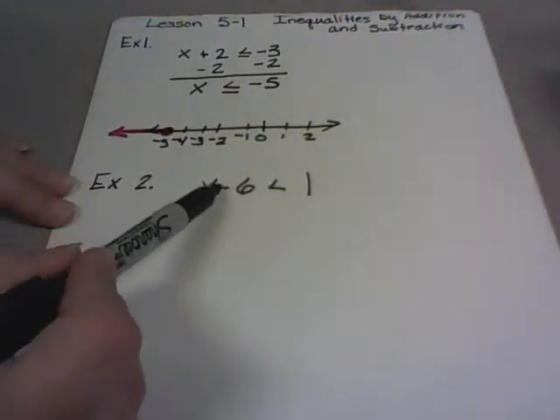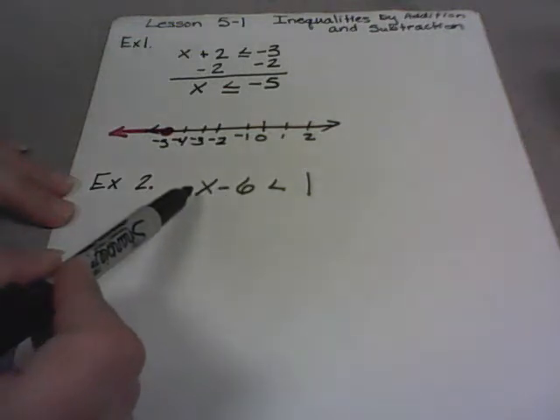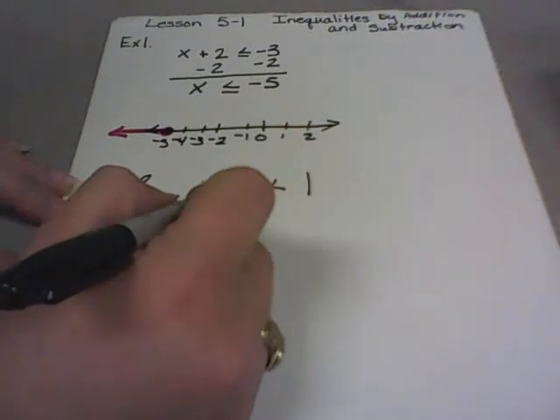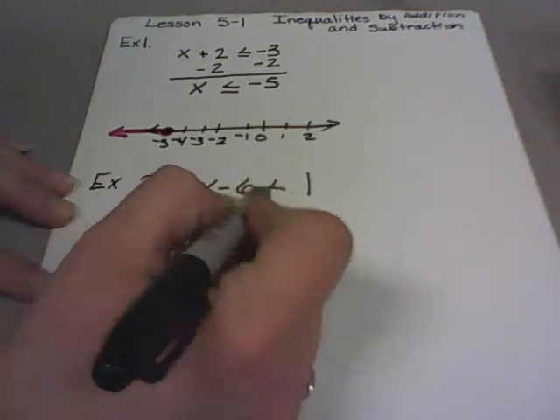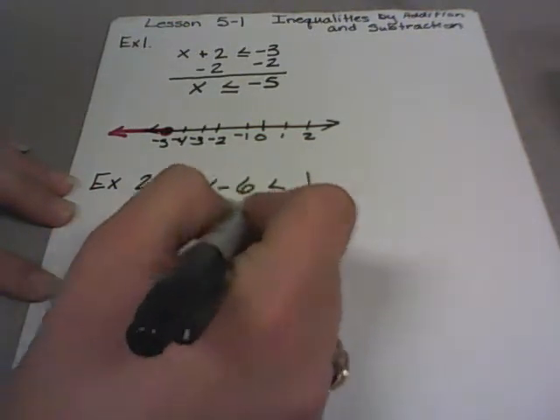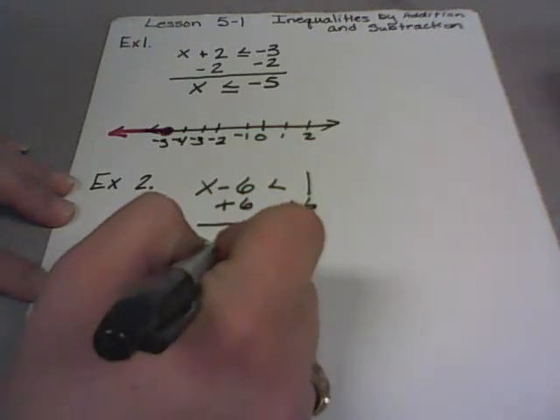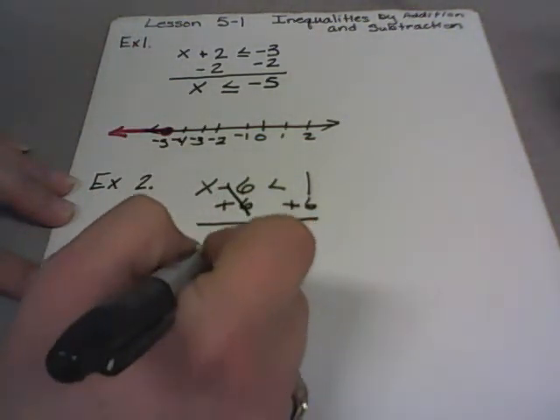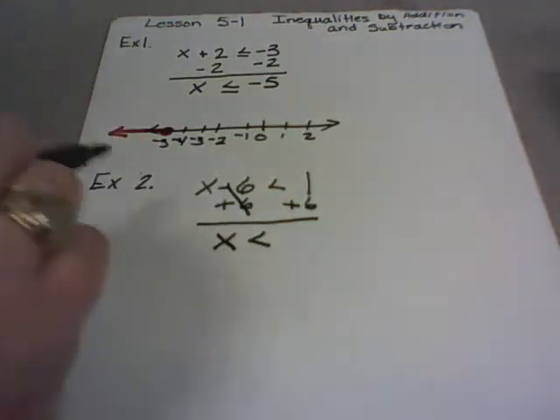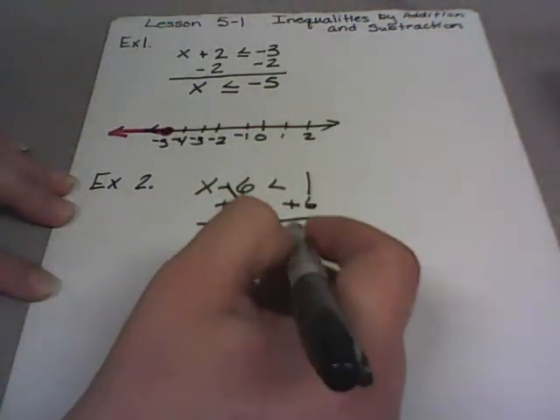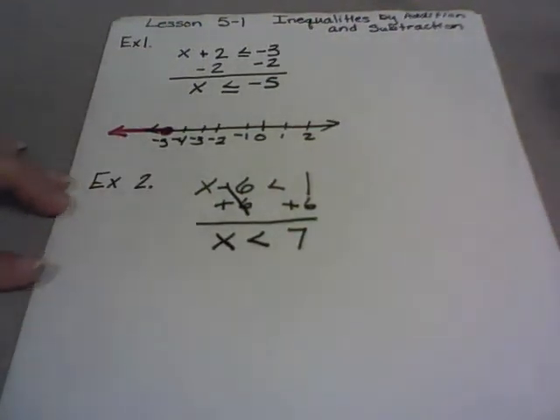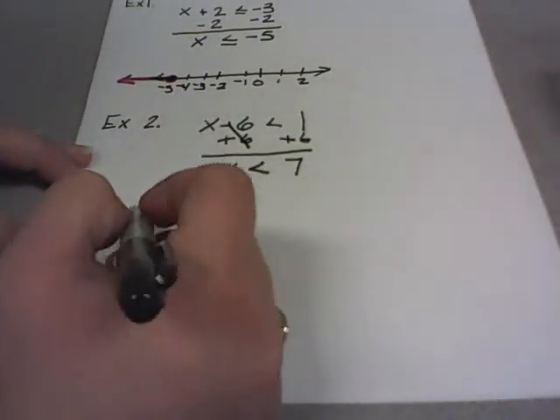So since I have negative 6 here with my x, I'm going to add 6 to move it to the other side. Okay, 6's cancel. I bring down my sign, and I have 1 plus 6, which gives me a positive 7. And now I want to graph that on a number line.